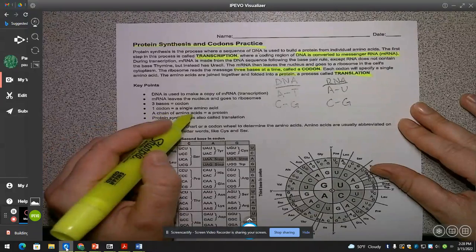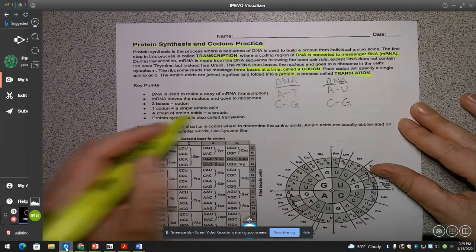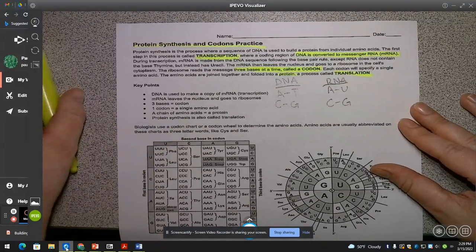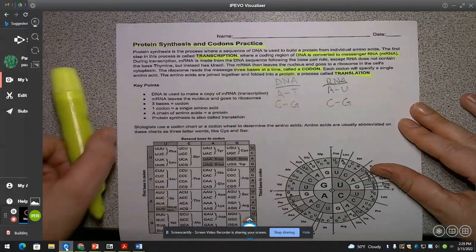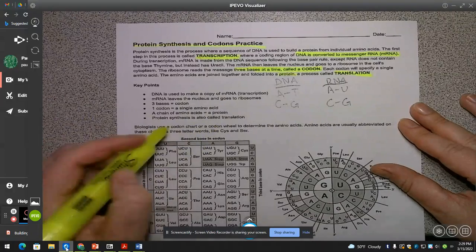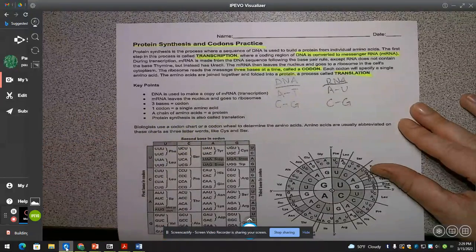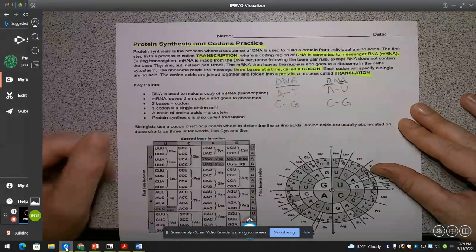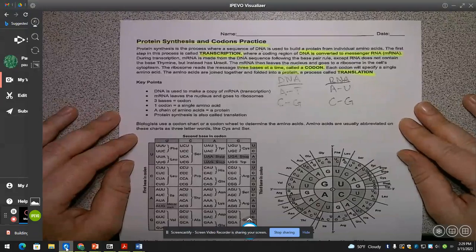1 codon is going to give me an amino acid. A chain of amino acids, because remember, amino acids are the protein's building blocks. They're their monomers. It's going to give me a protein. And protein synthesis is also called translation. It's a lot of information to keep up. So let's get some practice in.